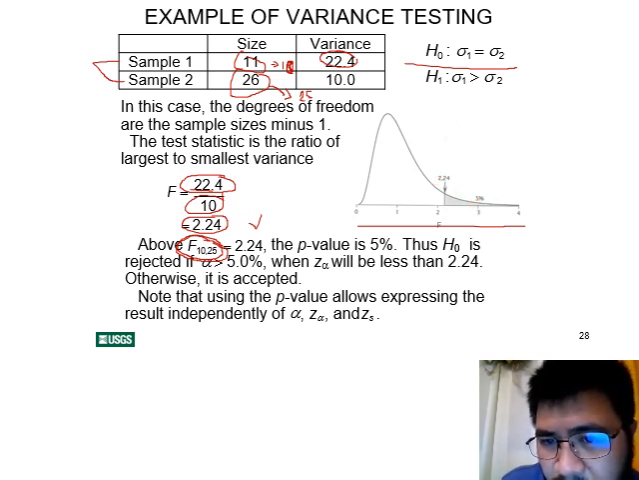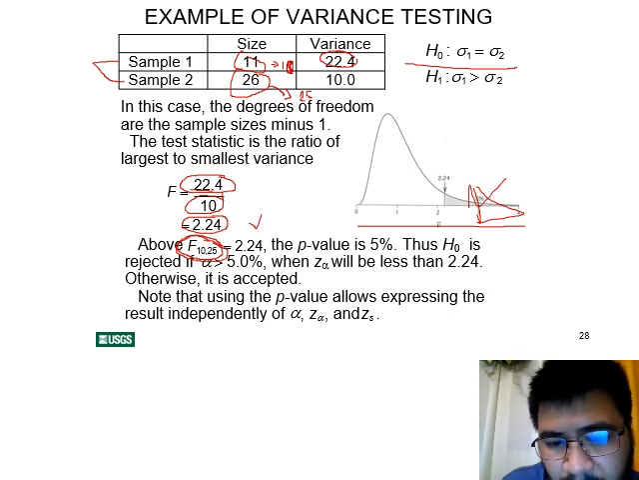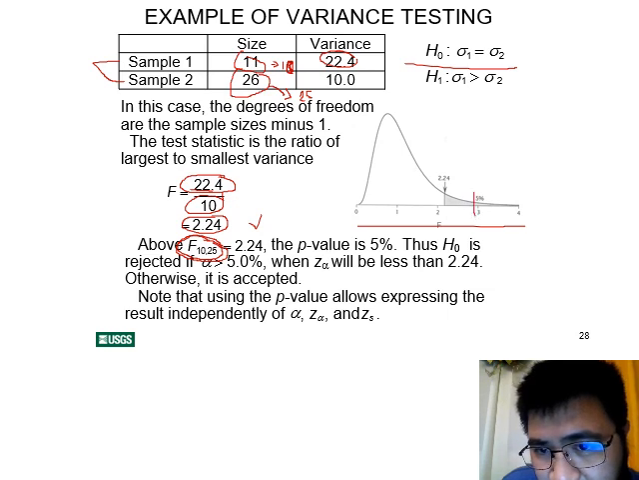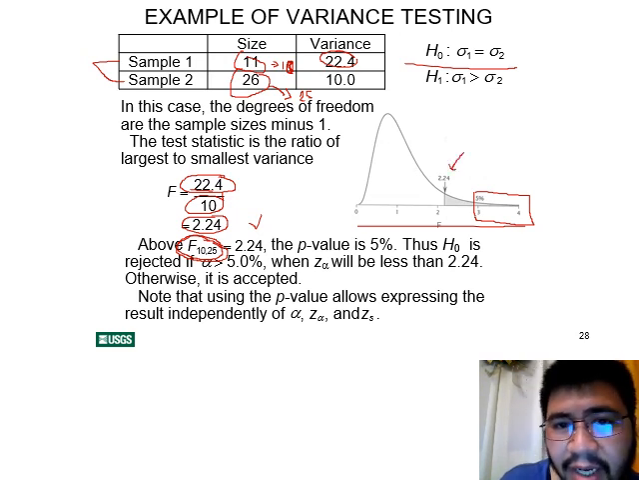Okay, so this area is your rejection area, and this is your F statistic, so it's outside the rejection area. So it means that you will have to accept the null hypothesis, or you fail to reject the null hypothesis. Okay, so in the eyes of statistics, these two variances are the same.